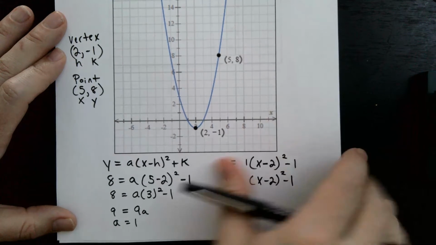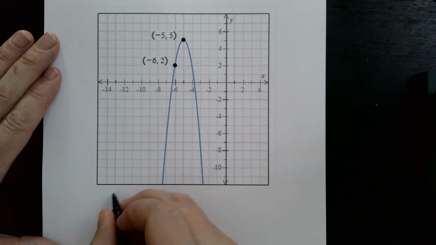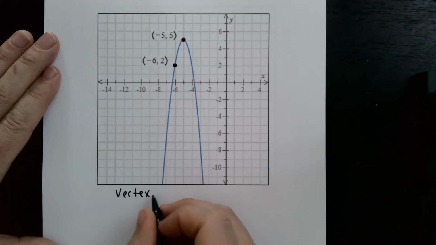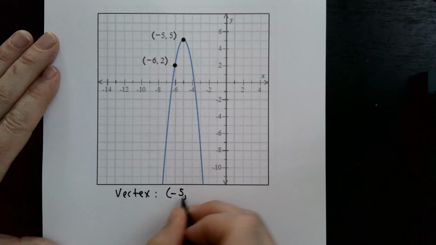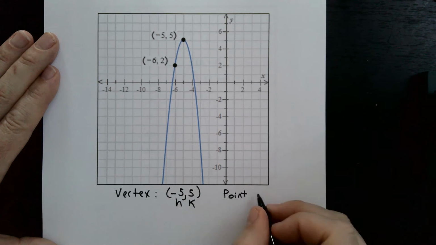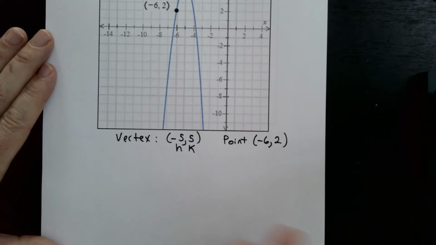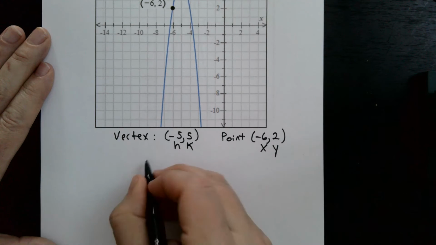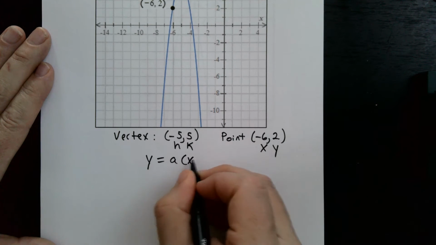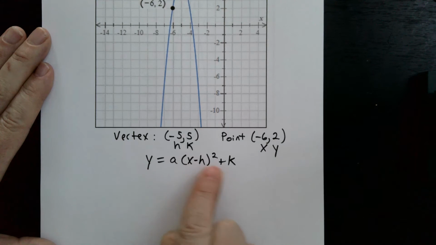Okay, let's do another one. So in this one, we've got the vertex. The vertex is -5, 5. Remember, that's h and k. And then we've got a point, -6 and 2. That's our x and our y. So recall y is equal to a times x minus h squared plus k. I'm going to plug in y, x, h, and k so that I can figure out what a is.